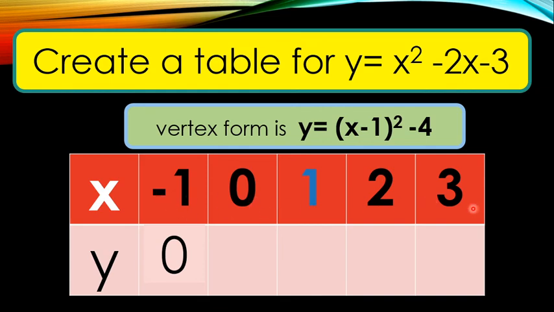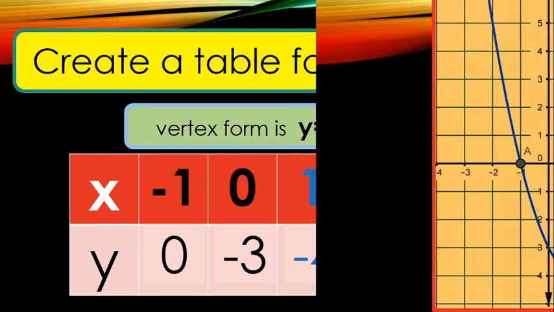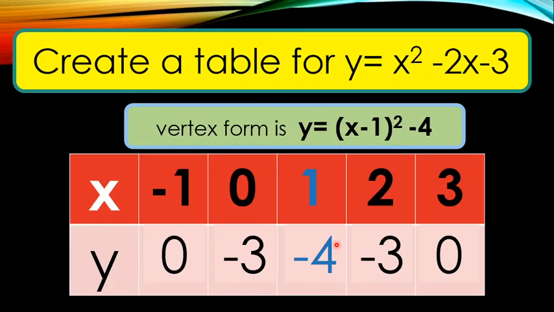After you write down the values of x here, now solve for y. Just substitute the values of x here one by one to solve for y. So, we use negative 1, we get 0. So, we have negative 3, negative 4, which is the value of our k here, negative 4. Negative 3 and 0. As you can notice in our table, there are the values of x which y became 0. So, what are the values of x which y became 0? So, these are negative 1 and positive 3.